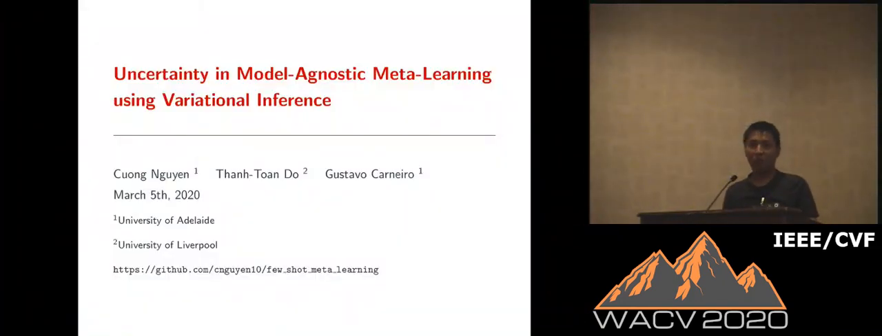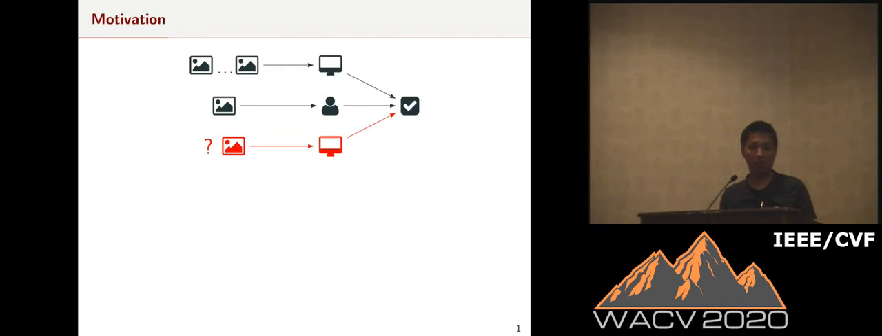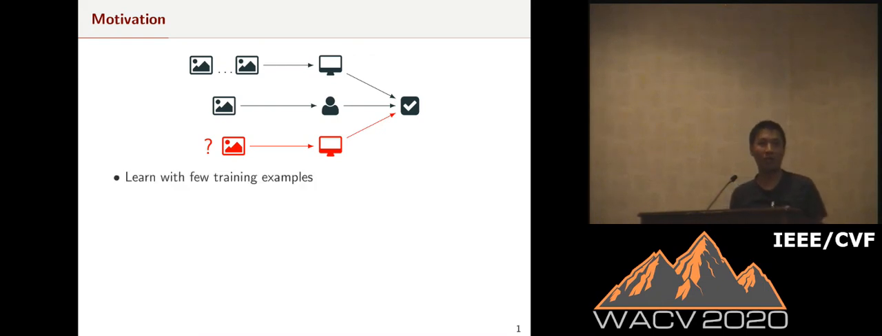Hello, everybody. My name is Gong. I'm from the University of Adelaide, South Australia. Our presentation is about uncertainty in model-agnostic meta-learning. The motivation of our work is that current conventional machine learning requires a lot of data to accomplish a task, whereas humans just require a few training examples. So how can we mimic this unique ability of humans in our machines?